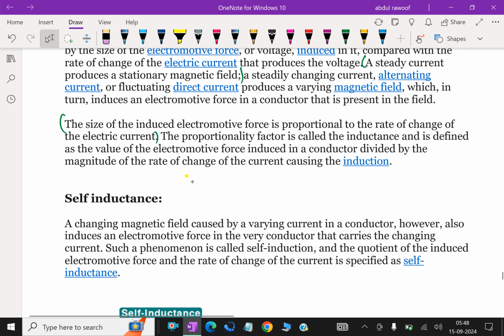The size of the induced electromotive force is proportional to the rate of change of the electric current. The proportionality factor is called the inductance and is defined as the value of electromotive force induced in a conductor divided by the magnitude of the rate of change of the current causing the induction.